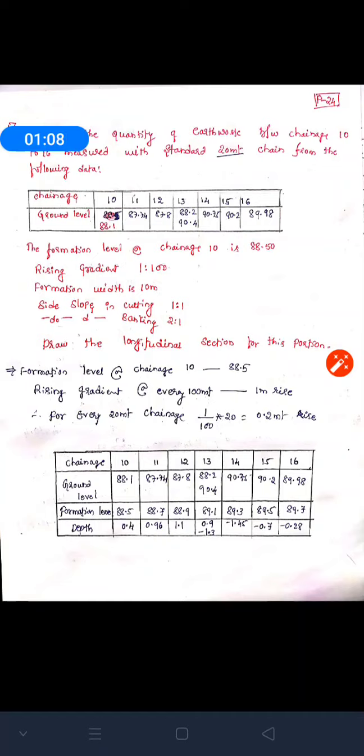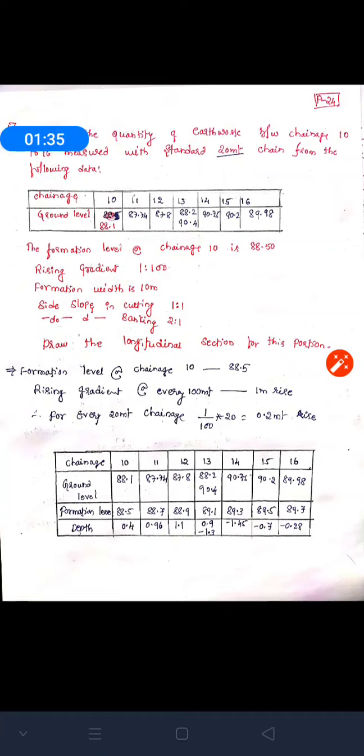He has also mentioned that it is a rising gradient, that is 1 in 100. The formation width is 10 meter. The side slope in cutting is 1:1, whereas the side slope in banking is 2:1. And he has also asked to draw the longitudinal section for this portion. So let's start with the solution here.